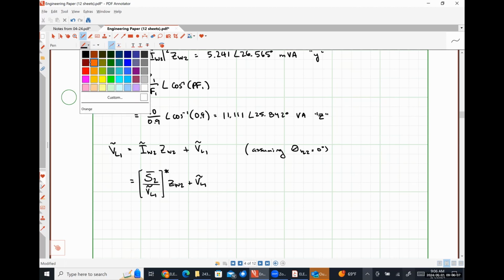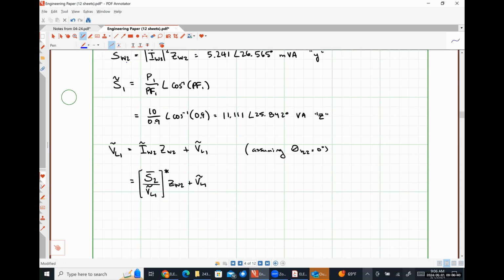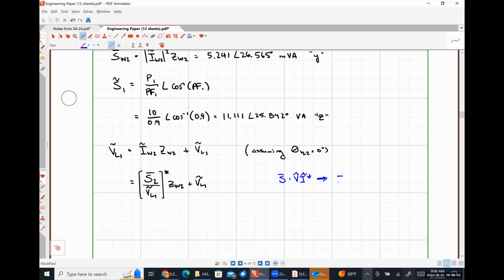So just to be very explicit about where this is coming from, I'm going to write it in blue. We know, generally speaking, that S is equal to V times I conjugate. So I conjugate is then S over V. And to get rid of the conjugate on the left-hand side of the equal sign, we have to conjugate the right-hand side. So that's all that I did in this step, right?